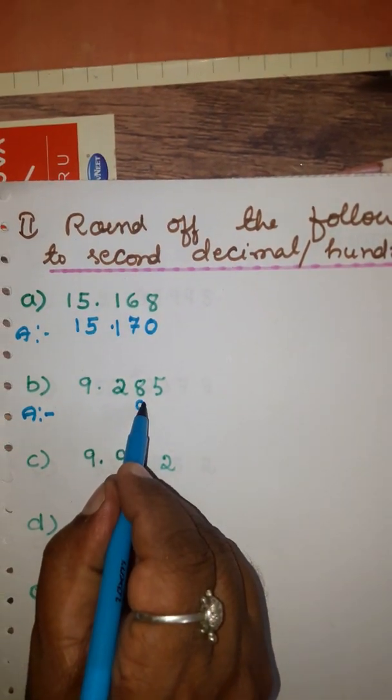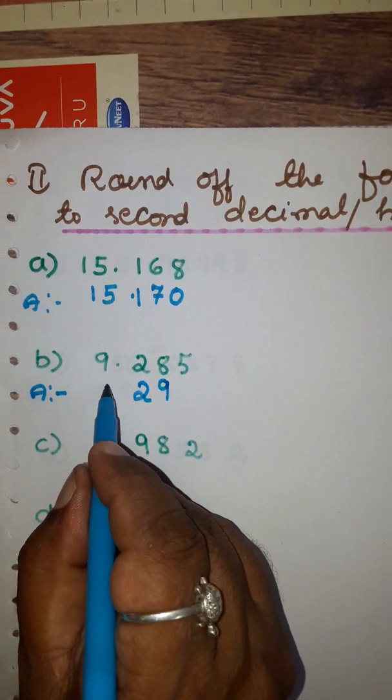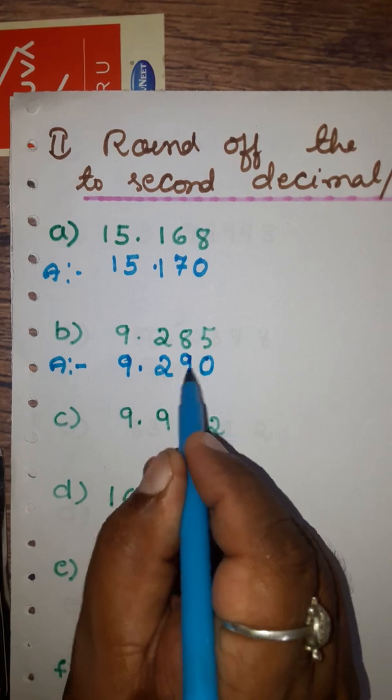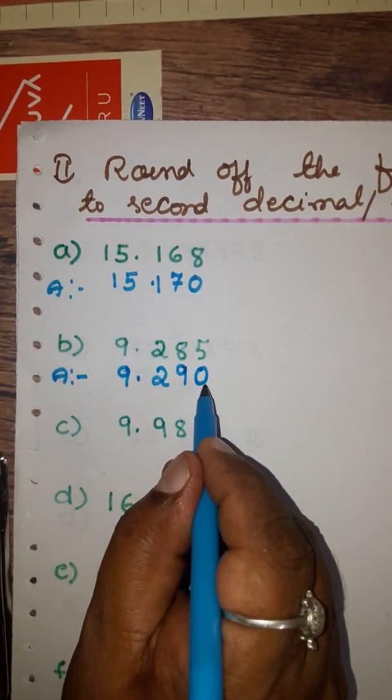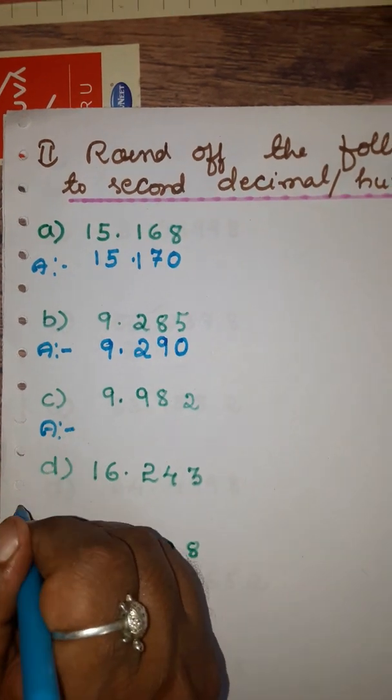This becomes 9. 8 plus 1 is 9. This is as it is. Whole number remains undisturbed and make it as 0. The answer is 9.290. Let us go to the third example.